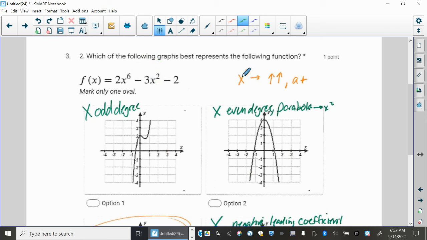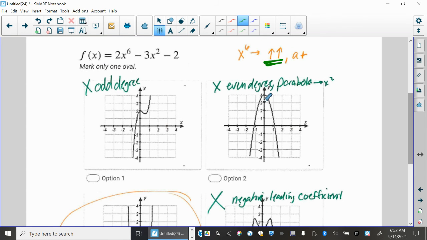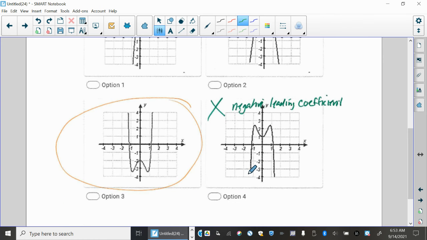It is an even degree, x to the 6, so they're both going up. The first term is positive, so therefore both of them will be going up. So we can eliminate everything basically. This is an even degree, but it's a parabola. It's got a negative leading coefficient because it's going down. The first one is an odd degree. It's going up, but it's an odd degree, so it's not x to the 6th. This last one is an even degree as well, but it's got a negative leading coefficient because it finishes down. So therefore, we are left with option 3.